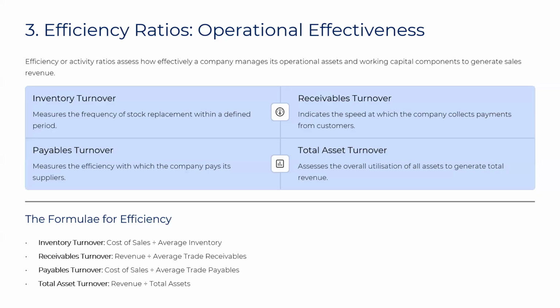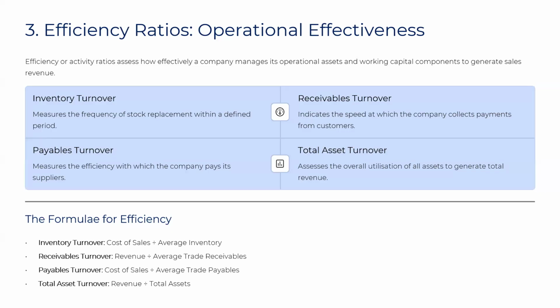For receivables turnover, you divide revenue by average trade receivables. Payables turnover is cost of sales divided by average trade payables, while total asset turnover is revenue divided by total assets. The inventory turnover measures the frequency of stock replacement within a defined period. How frequently do you replace your inventory? That is what the inventory turnover tests.